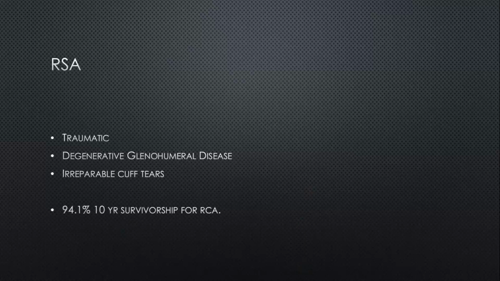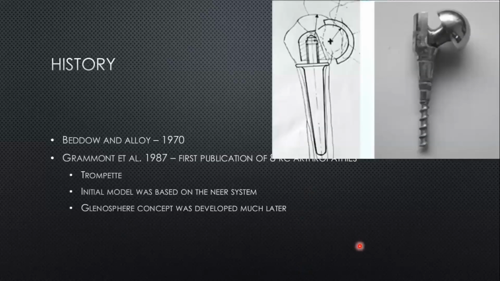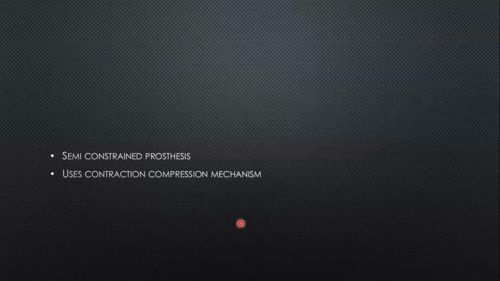So these are some of the details that we have compared to the recent literature. It was first developed in 1970 by Beddoe and Alloy. And the first modification was brought about by Gramont et al. in 1987. His design was called the trumpet design. And the initial model was based on the knee system itself. That glenosphere concept had not come in at that point of time. Later on only, it advanced and evolved into a semi-constrained prosthesis, using the glenosphere concept and a specific technique called the contraction compression mechanism.